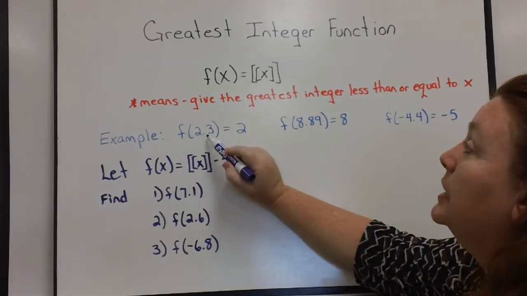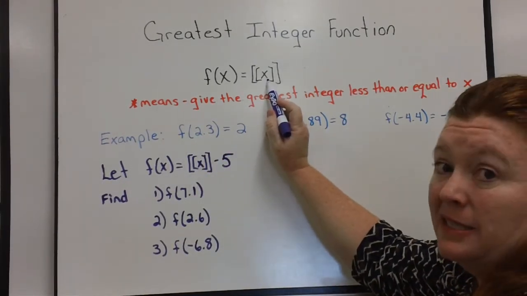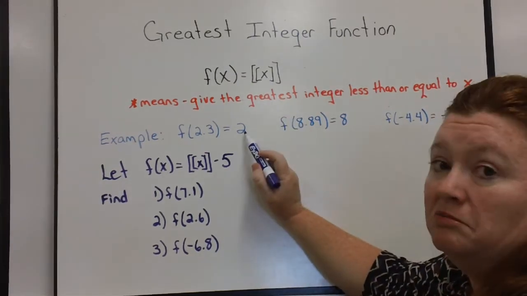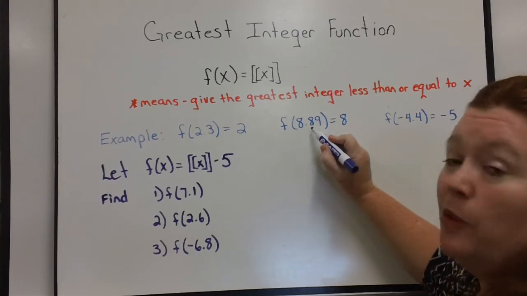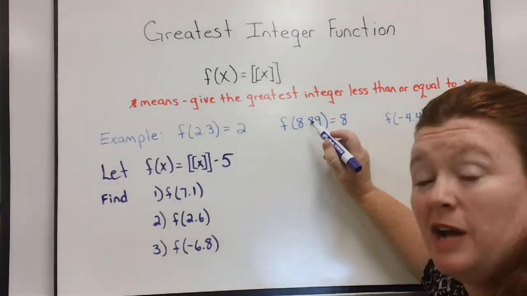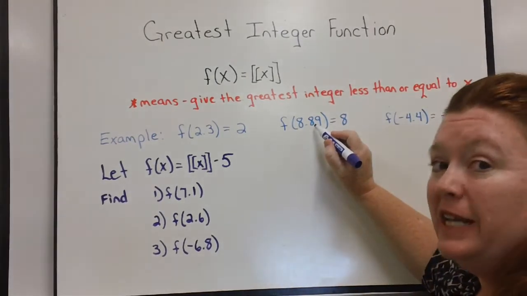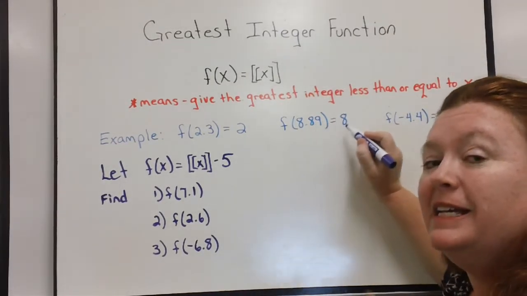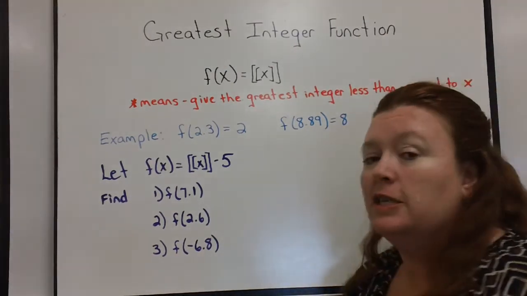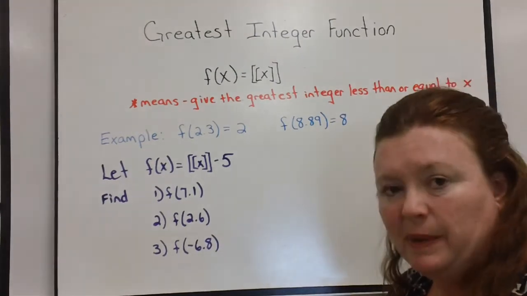All right, so here's an example. If I were to plug in a 2.3, the greatest integer that is less than or equal to 2.3 would be 2. 8.89, you really want to say 9, but that's rounding. We are not rounding here, okay? The greatest integer less than or equal to 8.89 is 8. Now, you also at this point start to realize I'm not rounding, I'm just dropping the decimal.